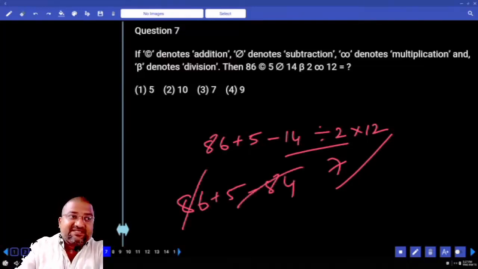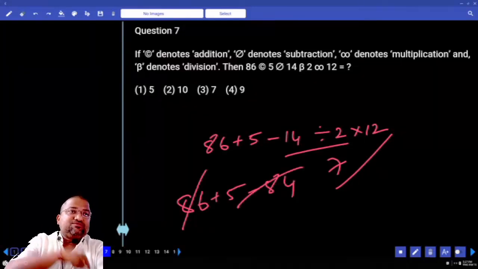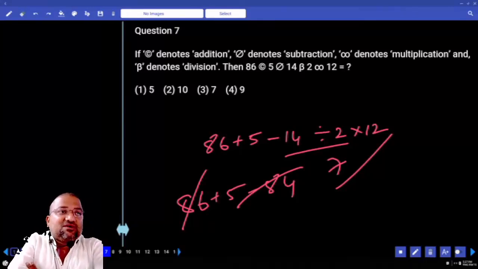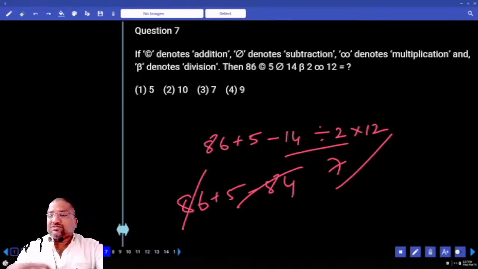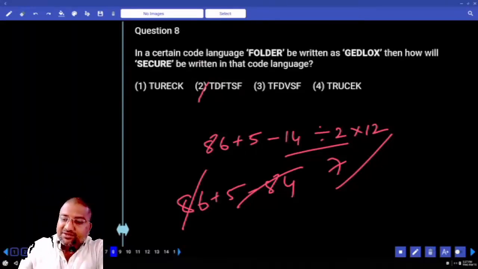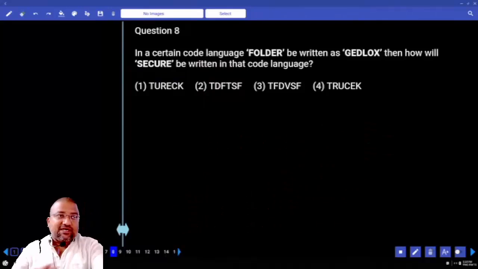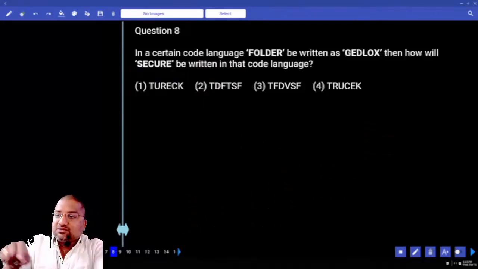86 plus 5 minus 84. Minus 84 plus 86. What is your answer? 2. 2 plus 5 is 7. Got it? So which option is my answer? Third option. You have to increase the speed. There is no other option other than that. So look at this here.